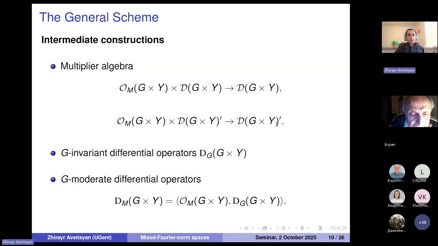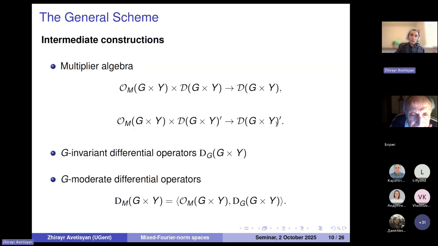And finally, the G moderate differential operators are, well, formally, this is the algebra of differential operators generated by the invariant operators and the multipliers considered as zero-ordered operators. Technically, this is the algebra of operators of which the coefficients are of moderate growth in the group directions and of arbitrary growth in the irrelevant directions.